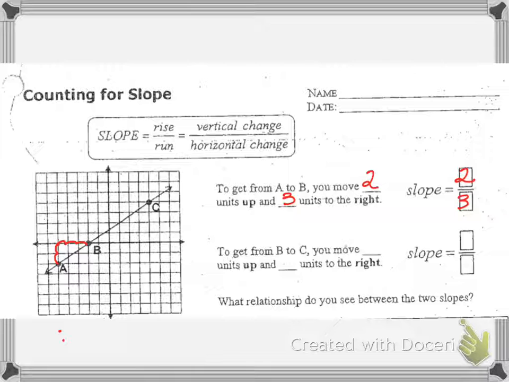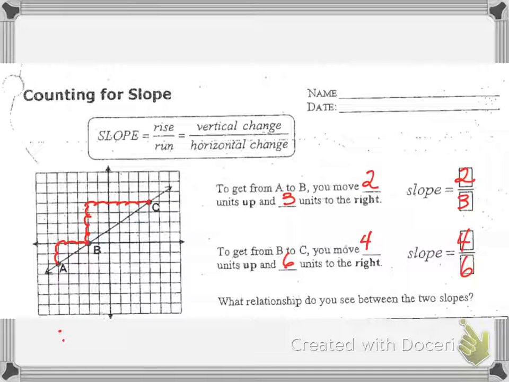So if we look at how we're going to get from B to C, we want to count how many units up and how many units to the right. So we're going up 1, 2, 3, 4, and we're running to the right 1, 2, 3, 4, 5, 6. So 4 units up and 6 units to the right makes a slope of 4/6, 4 over 6.